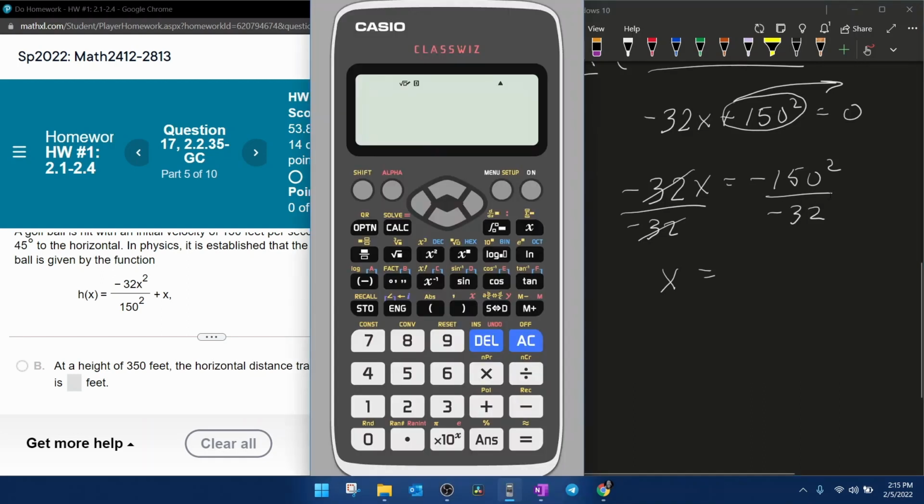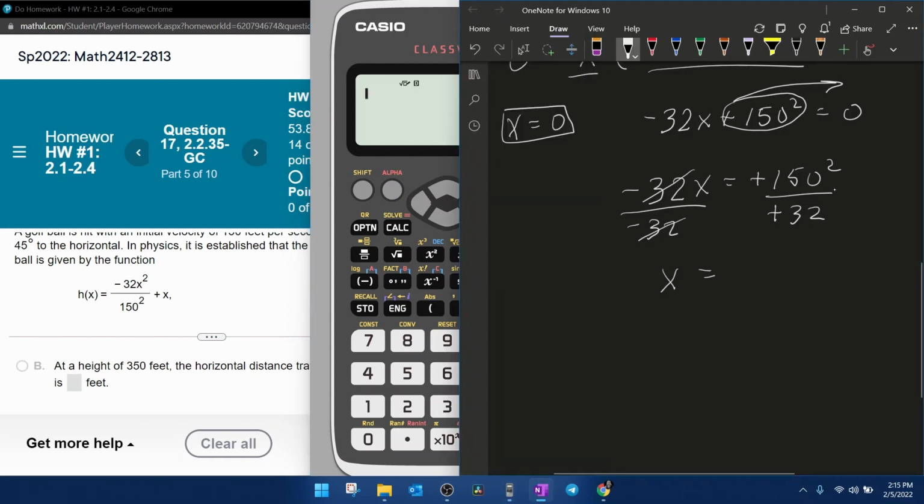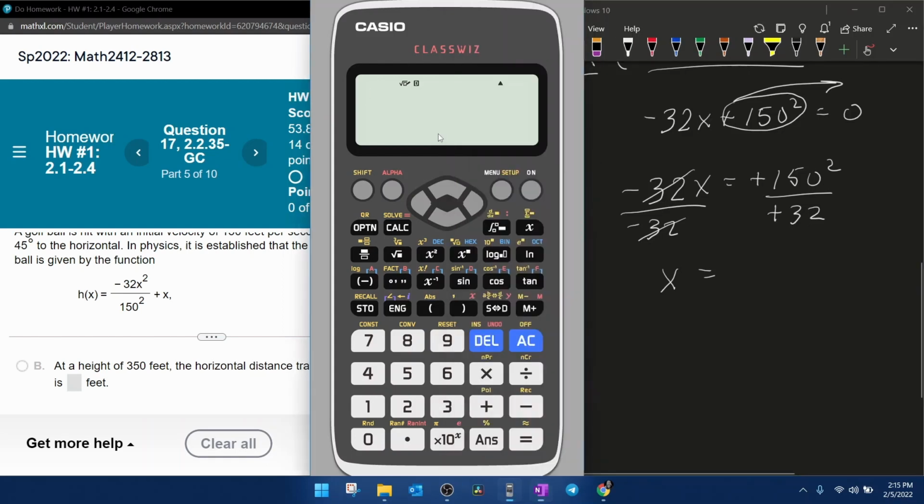So we're going to input this in the calculator. Wait a second though. Negative over a negative makes a positive, so I don't really need to input the negatives. I just need to do it as a fraction, 150 squared over 32. And then I need to hit the SD button to get the decimal approximation.